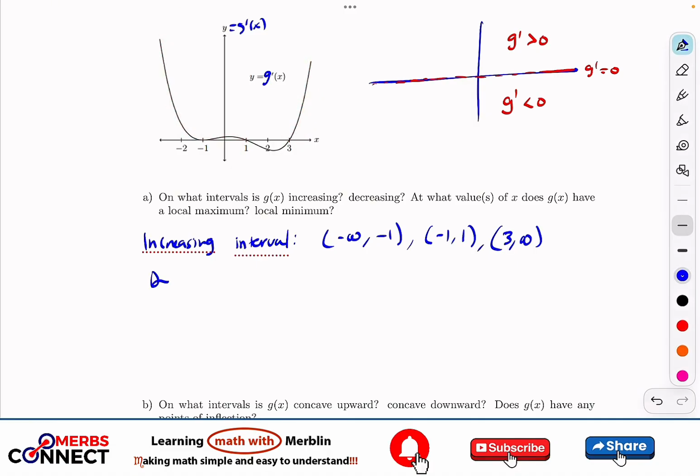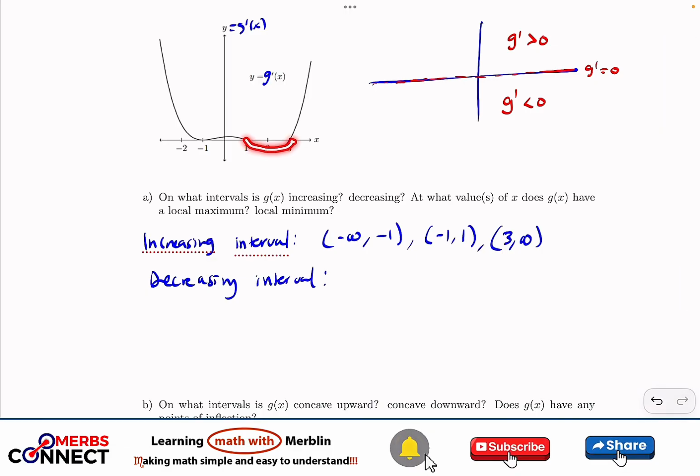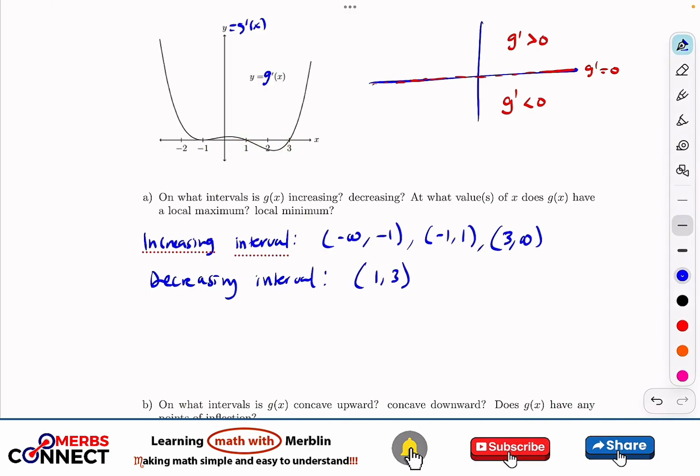Now decreasing interval, guess what will be the decreasing interval here? The decreasing interval is just the one below the x-axis, from 1 to 3. So this is going to be 1 to 3.